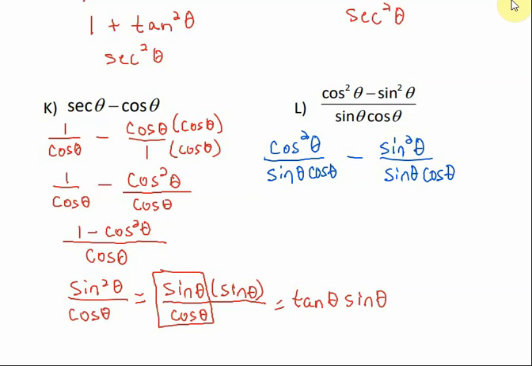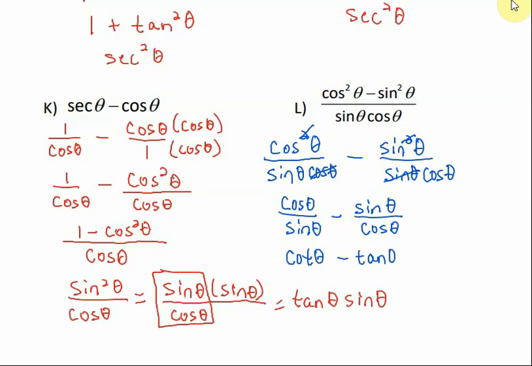I can reduce this by cosine, and one of these cosines would cancel out. So I'm left with cosine of theta over sine of theta. And the same thing in the next term, one of the sines would cancel out, leaving sine of theta over cosine of theta. Cosine of theta over sine of theta is the same thing as cotangent of theta, and sine of theta over cosine of theta is the same thing as tangent of theta. And then we're done.